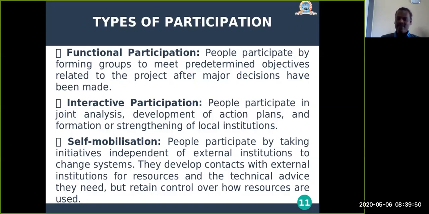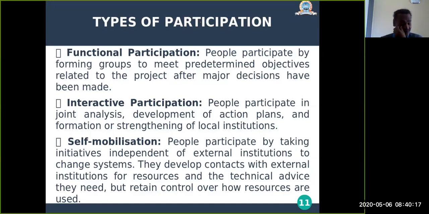Here, everything is done by the community, then they contact the external institutions or resource people or technical advisors to support their proposals. So here, they develop contacts, they develop a proposal, and contact the external institution for resource mobilization and technical advice if they need. But retaining control over how the resources are used is going to be with the community.